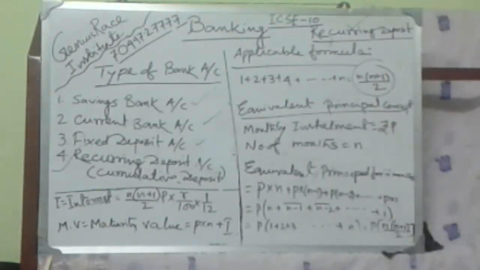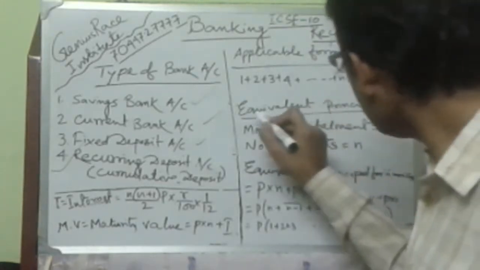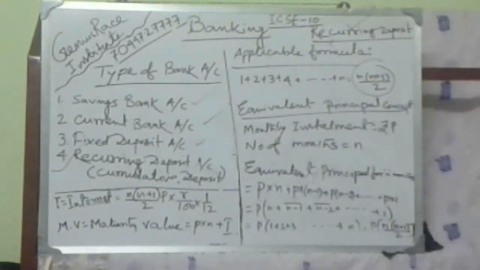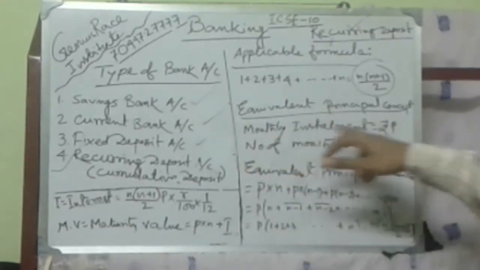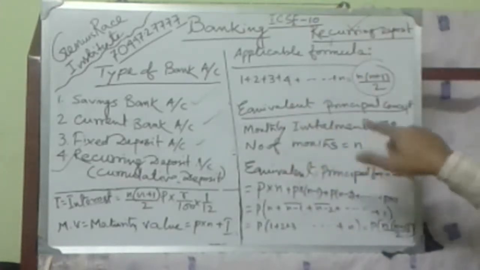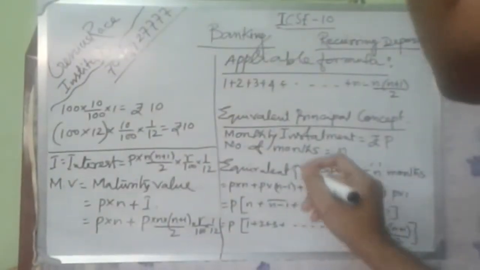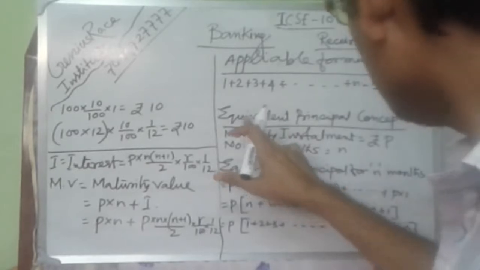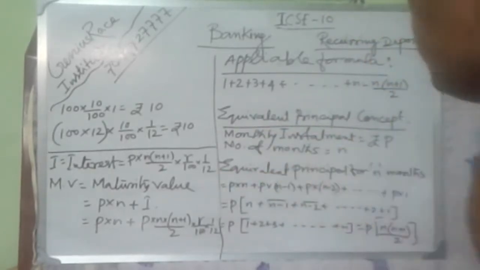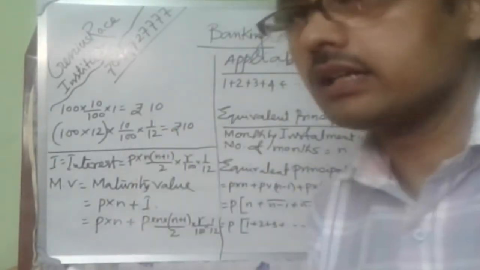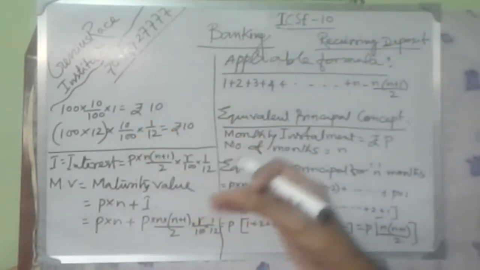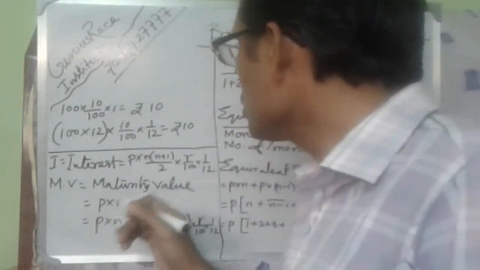Now the concept is the equivalent principal concept. Say you want to invest, say a monthly investment in this recurring deposit concept. Monthly investment you have taken, say P rupees, and the number of months. So what we are explaining is that equivalent principal concept. Say you have 100 rupees in bank and bank is paying 10% interest per annum.